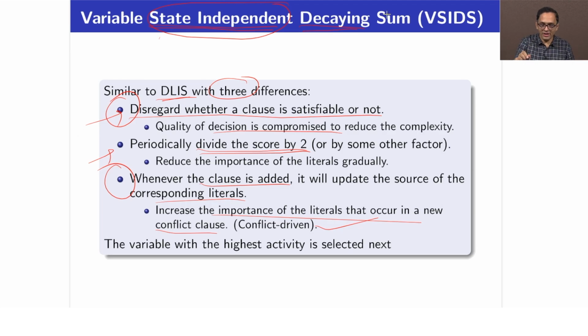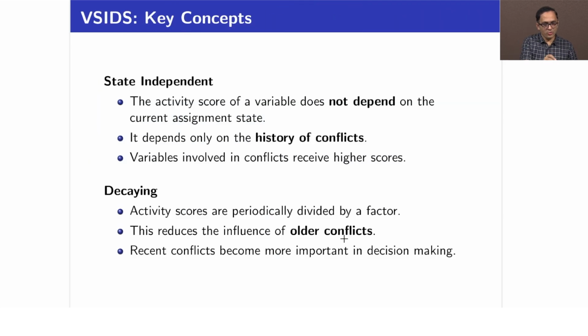And why is this a decaying sum? Because of this second step, because we are decaying the value by some factor over time. Okay. And this is important because it gives priority to the new conflict clause. So, this is what is mentioned here: why this is state independent, and why it is decaying, right.